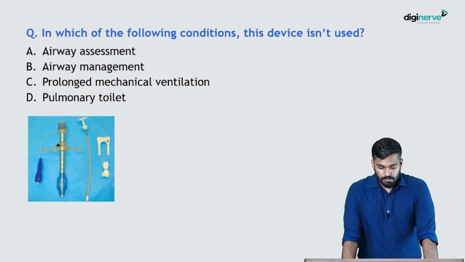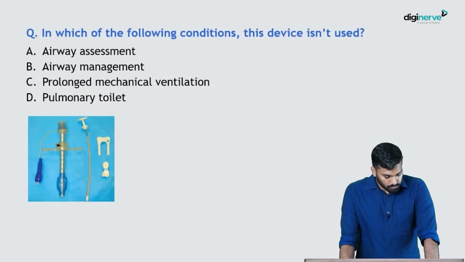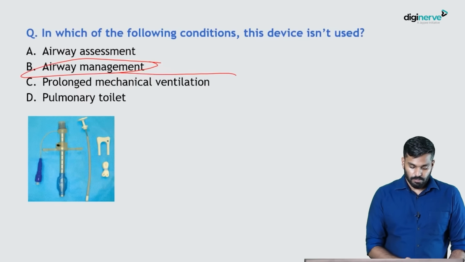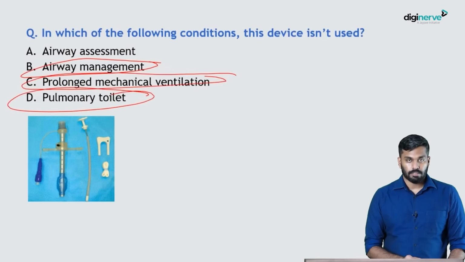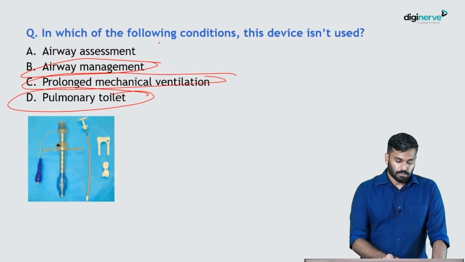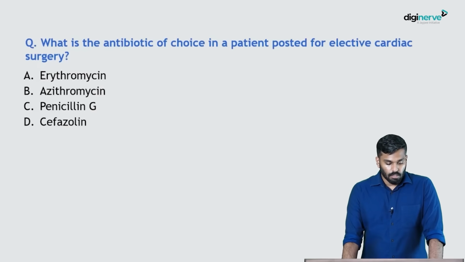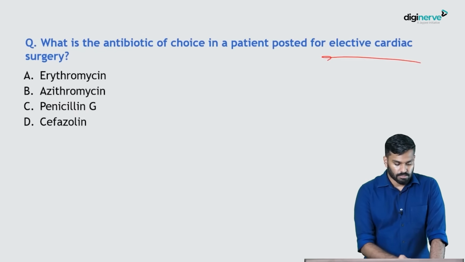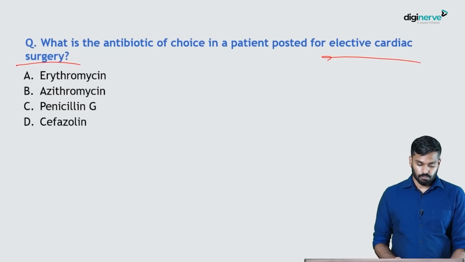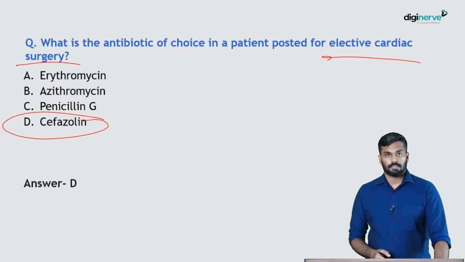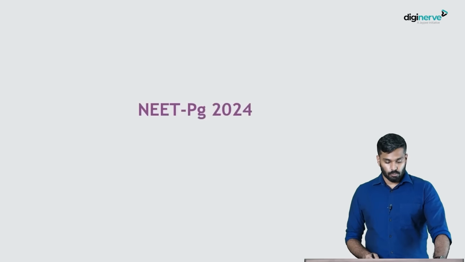In which of the following conditions this device is not used? So, okay, basically it's for airway management in case of prolonged ventilation, and you can also use it for pulmonary toileting. It is not a part of airway assessment. Answer is A. What is the antibiotic of choice in a patient posted for elective cardiac surgery? Always we use a second generation cephalosporin. So the answer here has to be cefazolin. Yes, cefazolin is the answer.